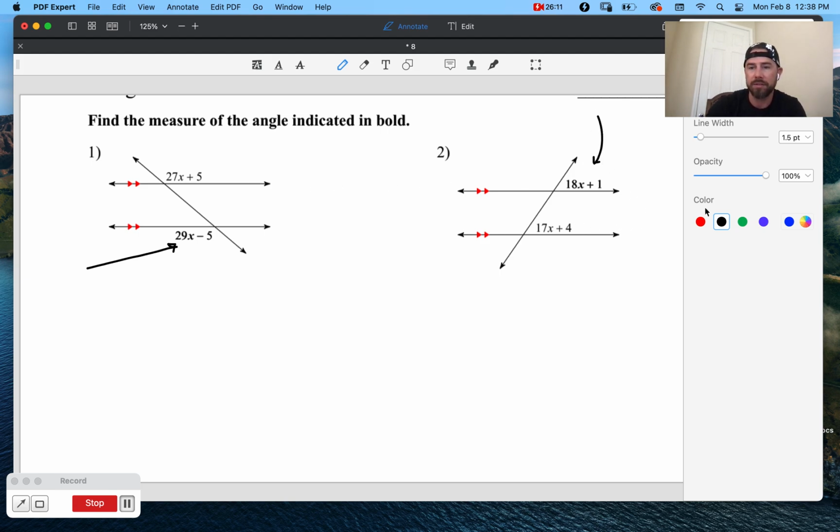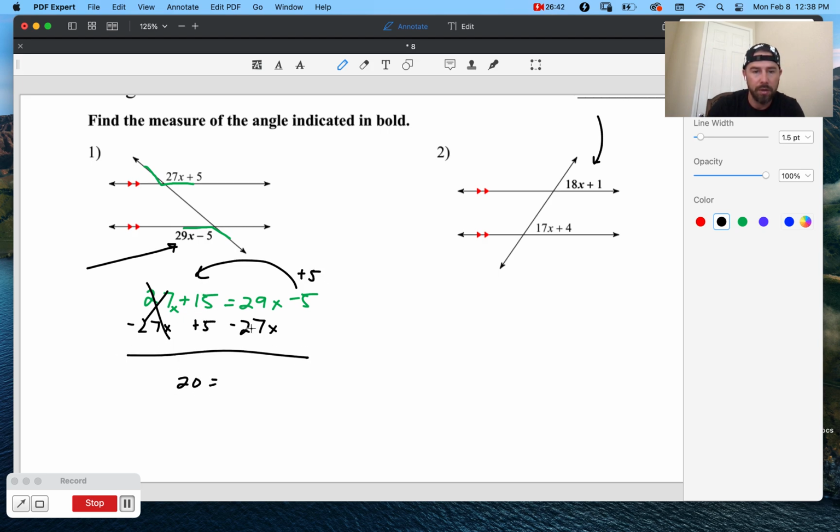So the first thing I'm going to do is find x. I'm going to say, hey, do these look like they're the same size? Obtuse and open, obtuse and open, which means they look the same to me. So I'm going to set them equal. 27x plus 5 equals, don't forget the x, 29x minus 5. I'm going to move the smaller variable, gone, which means I should add this guy over here, plus 5, plus 5. It looks like I get 20 equals 2x, divide by 2, x is 10.